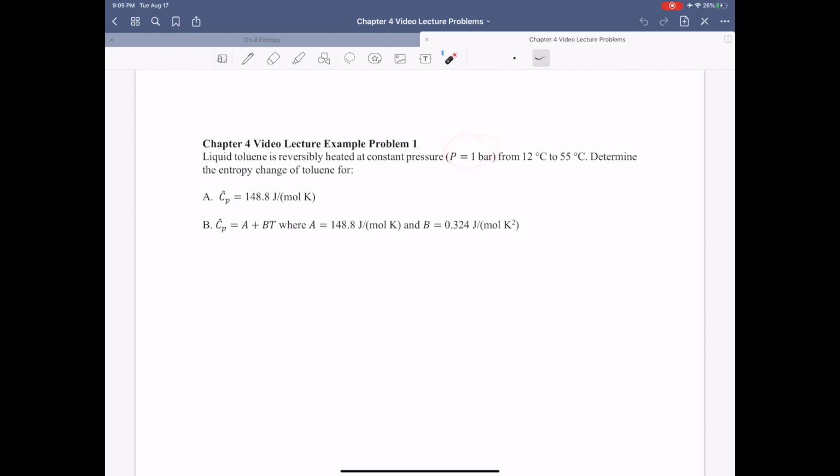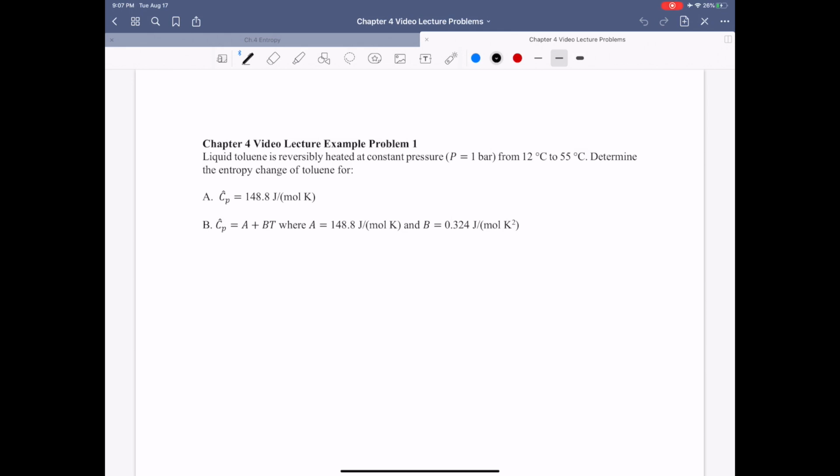In this process, we want to determine the total entropy change of the toluene for two different situations. In the first situation, our constant pressure heat capacity is going to be equal to a constant, and in the second situation, our constant pressure heat capacity is going to be equal to a linear function of temperature. Okay? So what I want you to do is read the problem and think about how to sketch out this system. Pause the video here to do that.